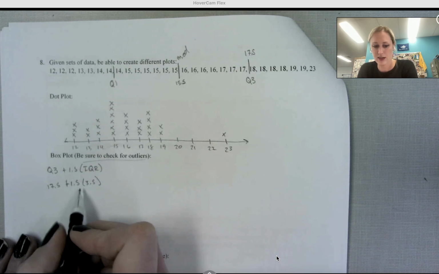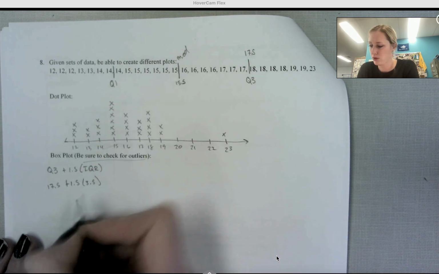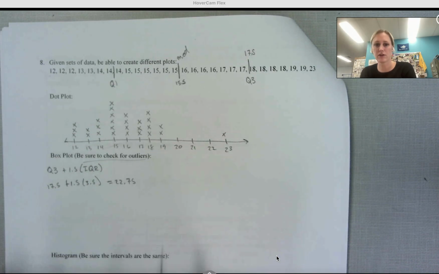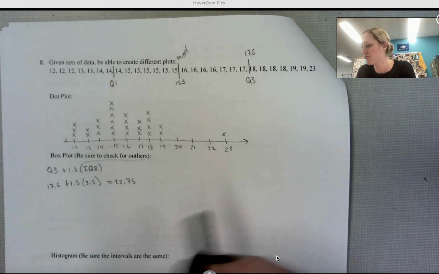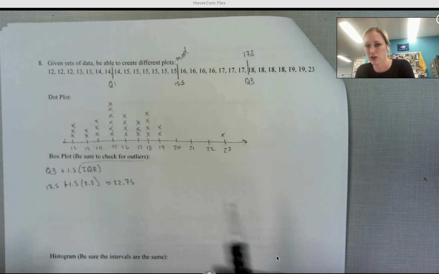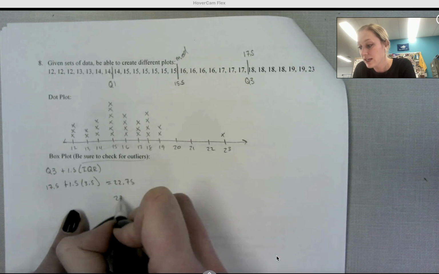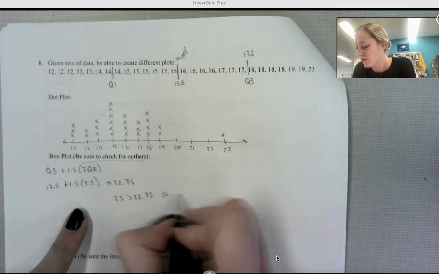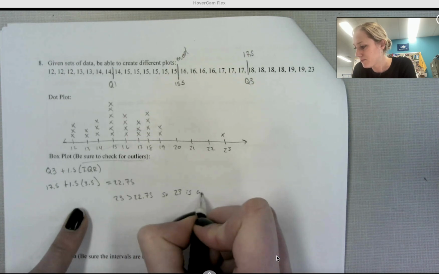Okay, calculate that, and I get 22.75. I could also calculate the lower fence too, you guys. For me, just by looking at this data set already that we did, we know 23 is really the only one in question. 23 is above our upper fence, so 23 is an outlier.